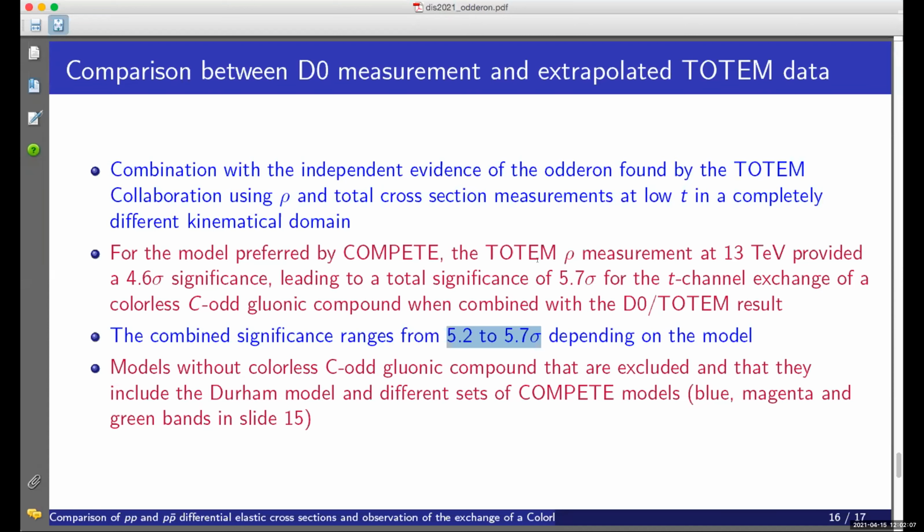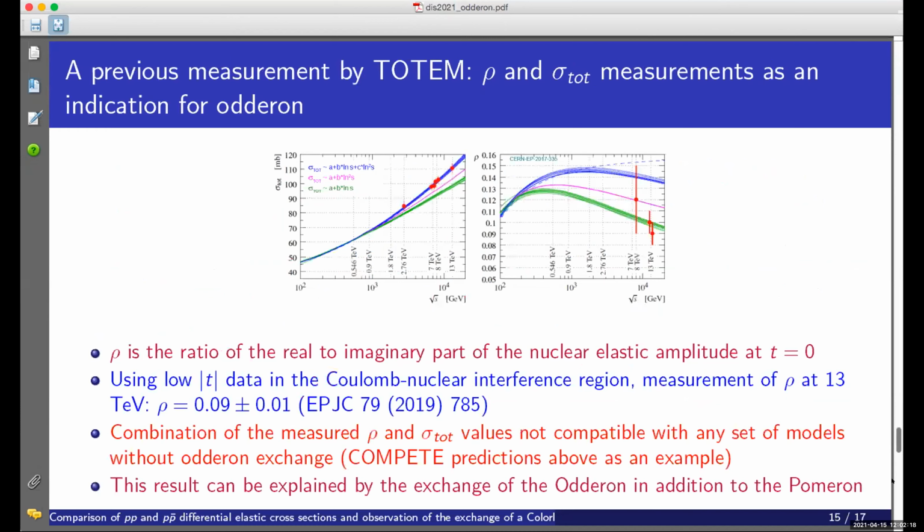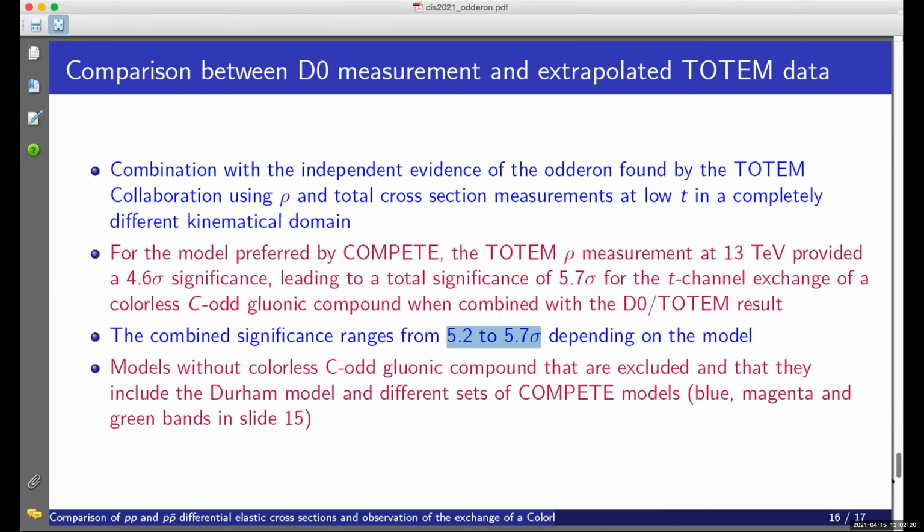But, yeah. And the problem of the Block model is that it doesn't describe at all, I think, the data at 13 TeV. I think because they are predicting some resonance at higher t and so on. But this we can discuss, I mean, offline, of course, together. Right. Okay. Thank you. Thank you.